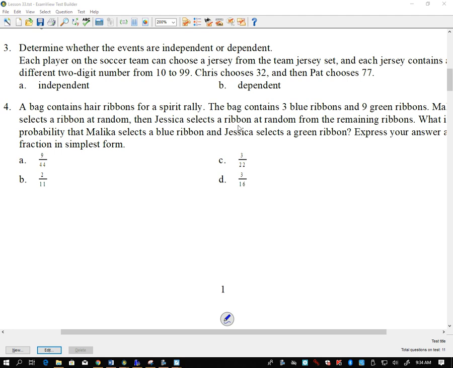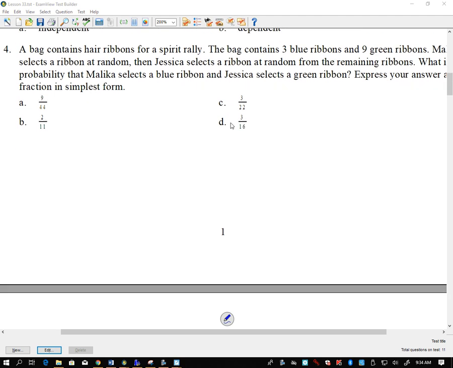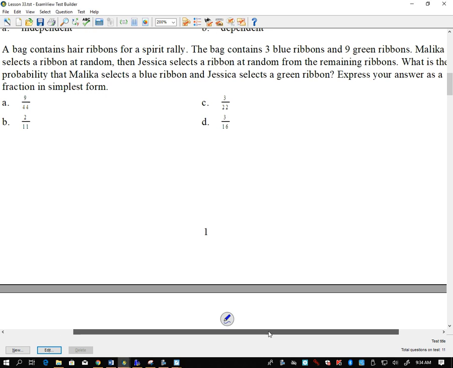All right, let's look at number 4, and hopefully I don't mess this one up. A bag contains hair ribbons for a spirit rally. The bag contains 3 blue ribbons, 9 green ribbons. Malika selects a ribbon at random. Then Jessica selects a ribbon at random from the remaining ribbons. What is the probability that Malika selects a blue ribbon and Jessica selects a green ribbon?